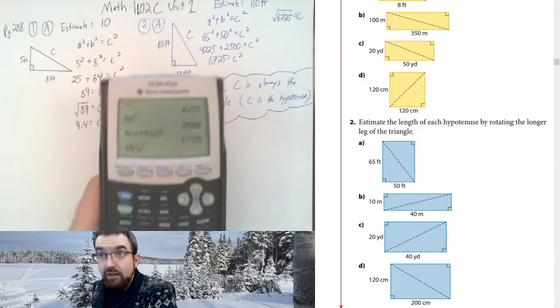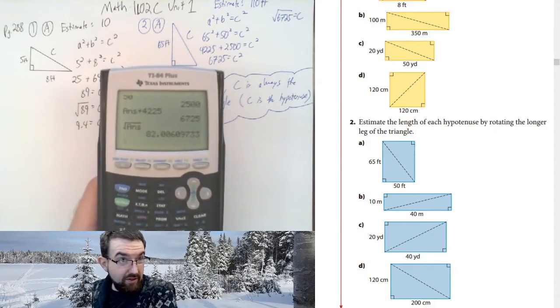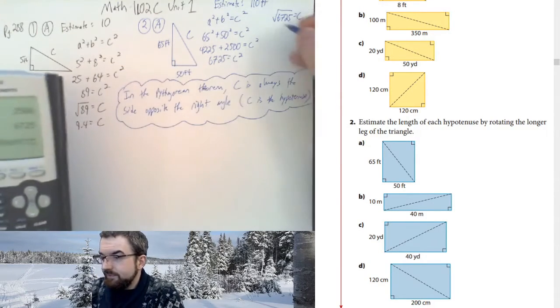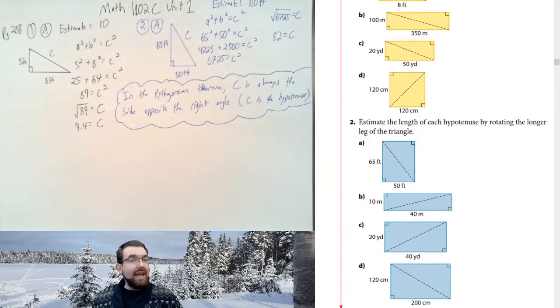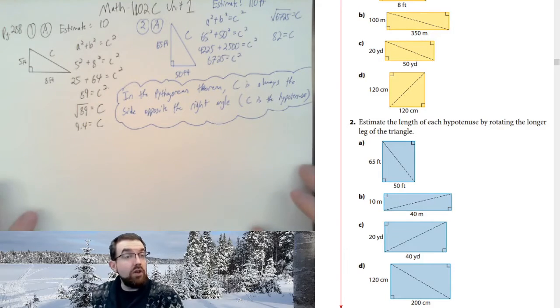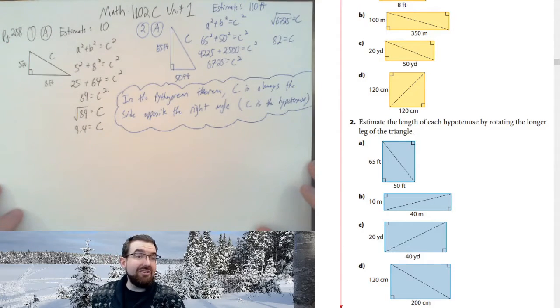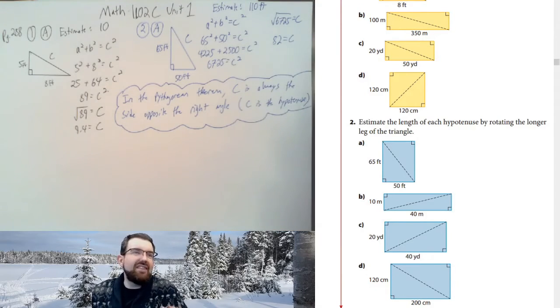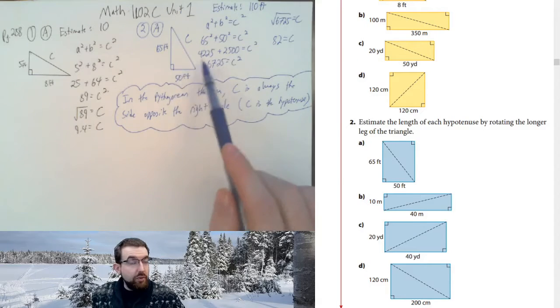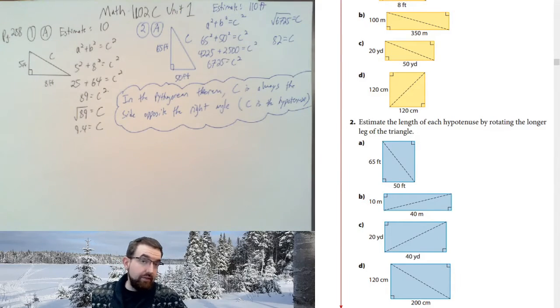Root of that answer, that's going to give me 82. So my estimate was way off. It was way big, right? But that doesn't matter. In your courses, that would still be totally correct to have 110 as an estimate, because all I'm looking for in an estimate is that you show that you understand that it has to be bigger than the other sides. That's it.